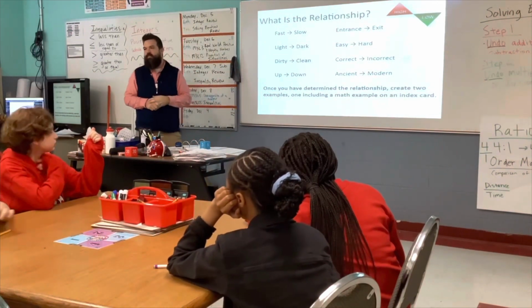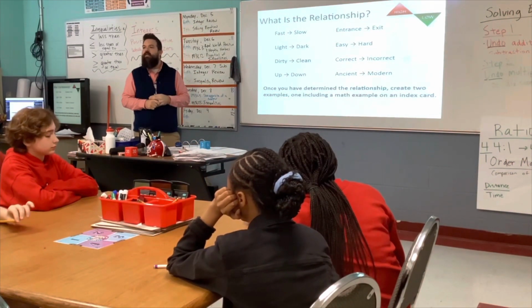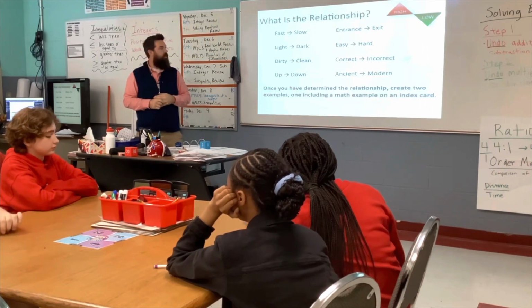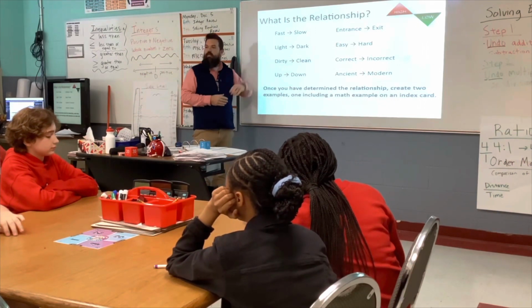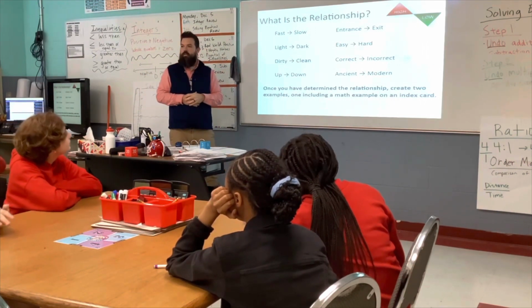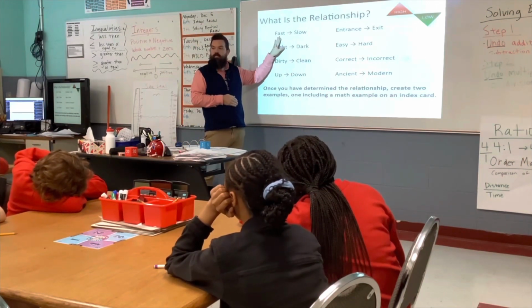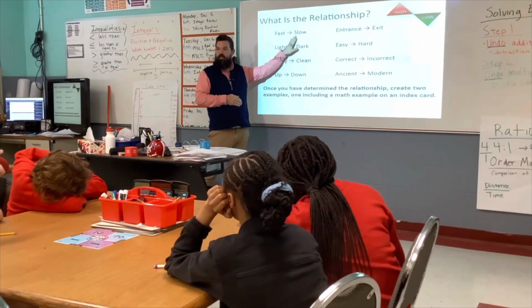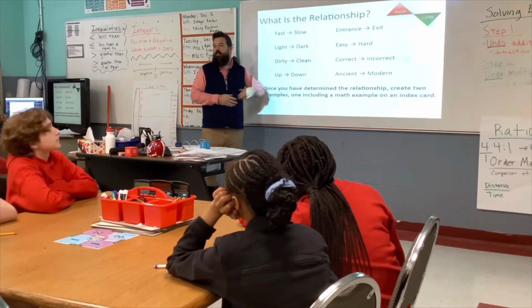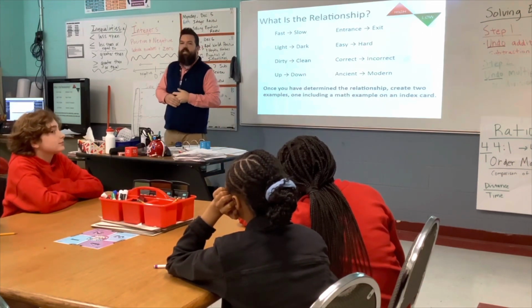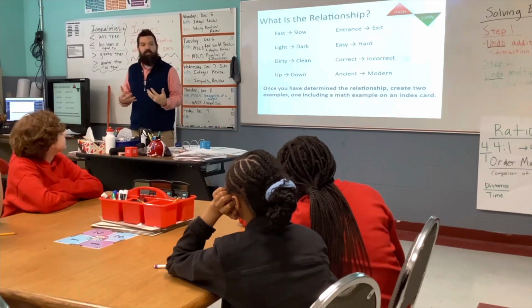Yes, Ruby. Can it also go fast and slow? Like a car can go fast and a car can also go slow. Correct. So if a car is going fast, the opposite of a car going fast would be a car going slow. So that is the whole thing today, we're talking about opposites.